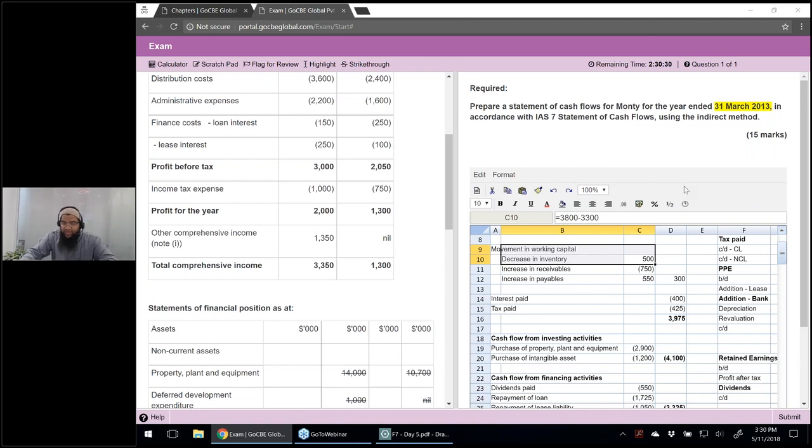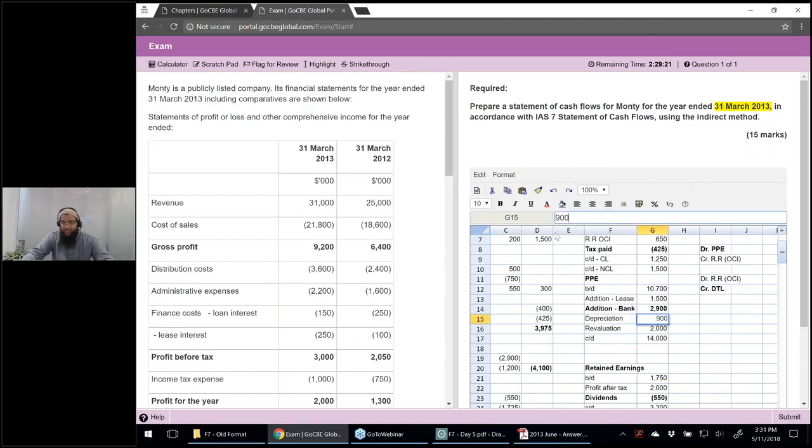Okay, yes, the mistake has been found: this depreciation is actually negative 900. If we make this negative 900, this is actually reducing the asset. So 10,700 plus 1,500 plus 2,000 minus 900, and now we are going to check the balancing figure again.